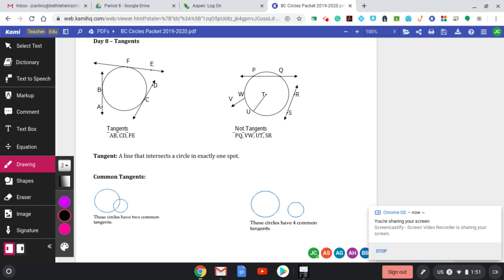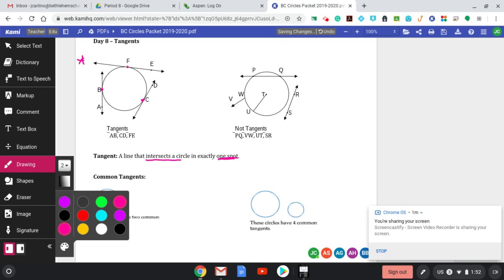Today, the first special type of line is called a tangent line in a circle. And the definition right here says exactly what I need to say. It's a line that intersects the circle one spot only. So you'll notice in the first diagram right here, 3 tangent lines, because you'll see they intersect the circle at only one spot. This one intersects at B, this one intersects at C, and this one intersects at F. So those are all called tangent lines.